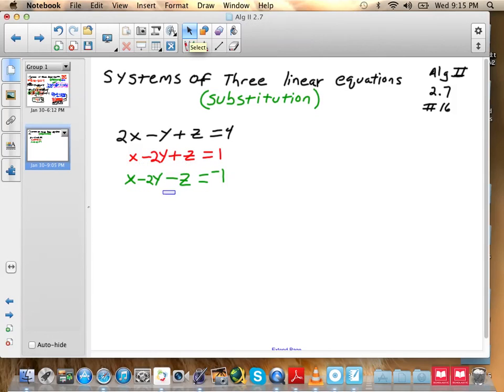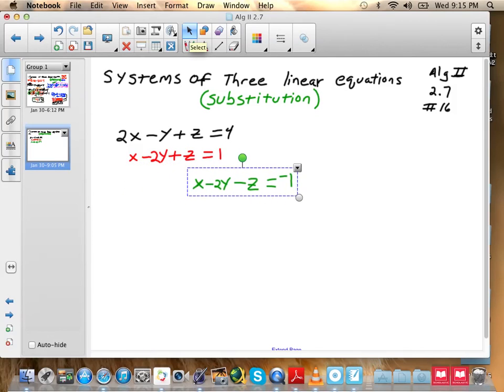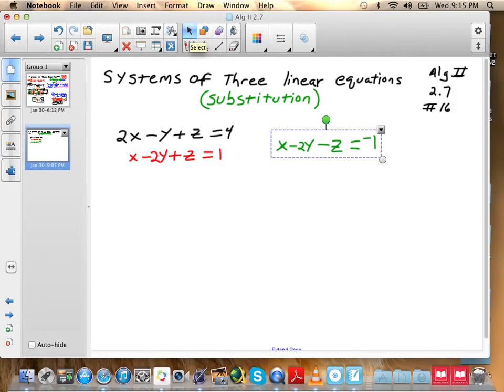So I'm going to take it over here. Let's move it away from the other ones so we can distinguish it. Okay, so I've broken my equations up now. And I'm going to use this green one to get my first variable solved for, and I want to set it equal to z.